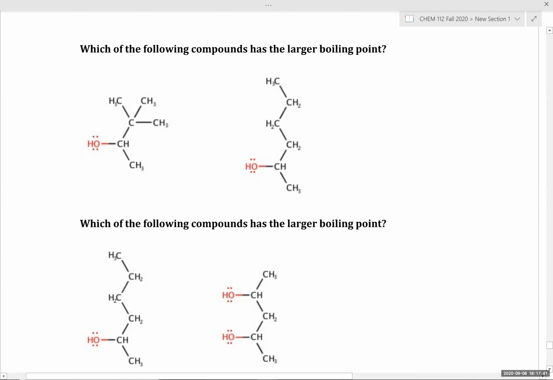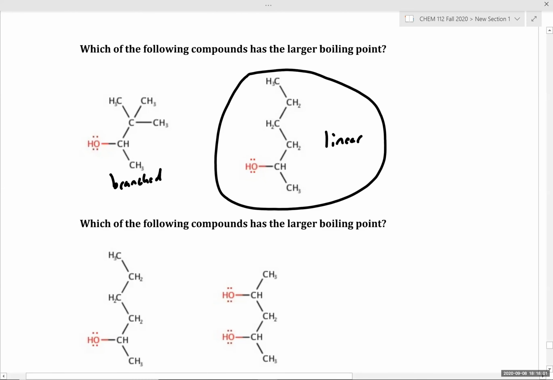So looking at these 2 molecules, I have a linear molecule compared to a branched molecule. Would someone like to help me out here? Which compounds in general have the higher boiling points? Linear or branched molecules? Linear, yep. So we'd circle the linear molecule on the right.